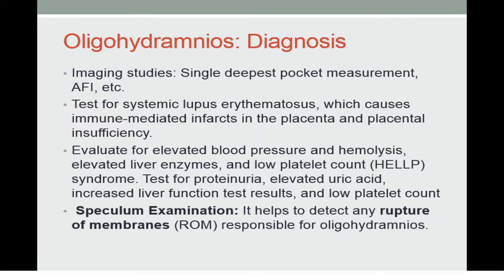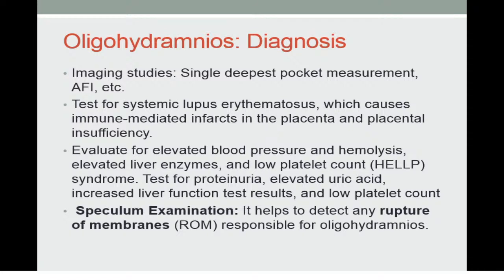Diagnostics: imaging studies, single deepest pocket measurement, amniotic fluid index, as we already told. Test for systemic lupus erythematosus, which causes immune-mediated infarcts of the placenta and placental insufficiency, leading to development of oligohydramnios. Evaluate for elevated blood pressure and hemolysis, elevated liver enzymes, and low platelet count syndrome. Test for proteinuria, elevated uric acid, increased liver function test results, and low platelet count.